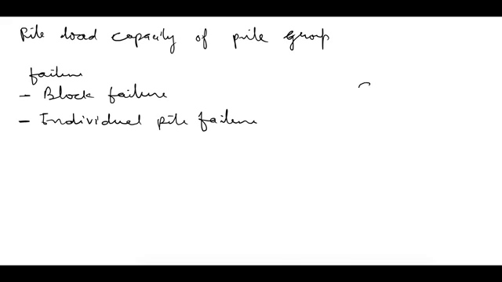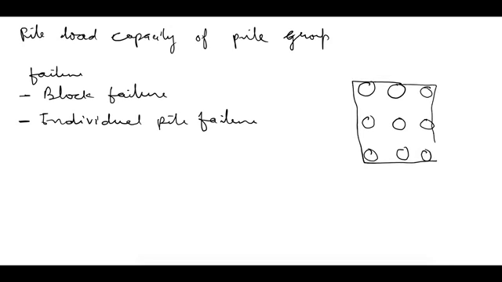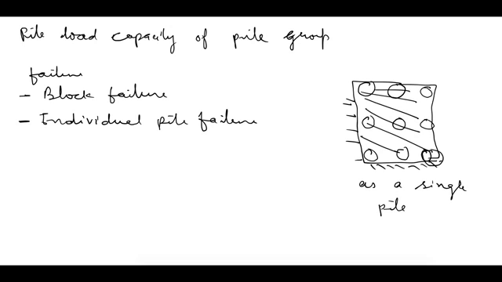So what is this block failure now? What happens when we are using these piles in a group? Let's say I'm putting 9 piles here. So if we have used the piles like this, then what happens? There may be a condition due to which this whole square shape acts as a single pile, and this whole part may fail as one unit.